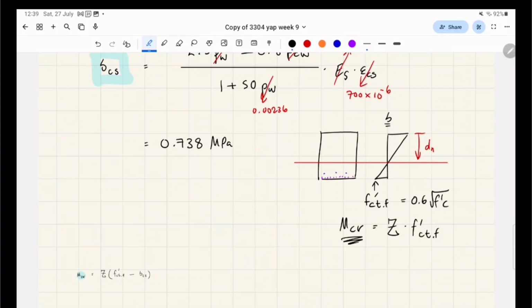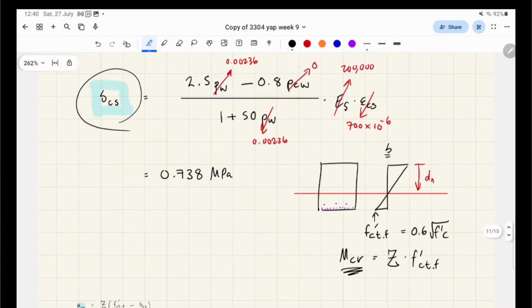That governs our cracking moment. However, we have this extra component to account for when we're talking about the shrinkage due to the tensile stresses when the cement dries. When the cement dries, sometimes there are tensile forces that pull apart the concrete a bit more than you'd expect, and then it cracks sooner than you'd expect. That's what sigma CS is basically. Does that make sense?